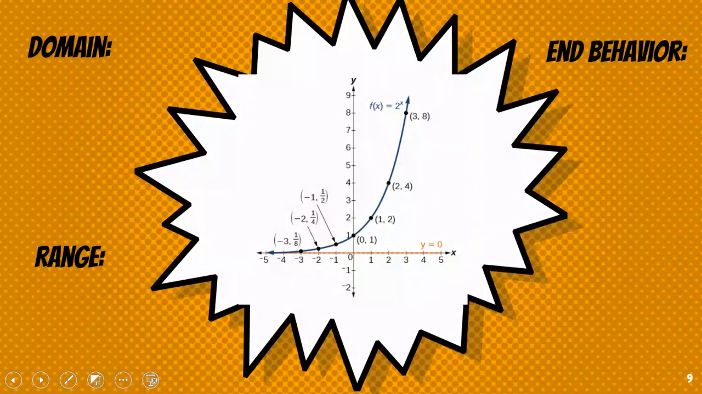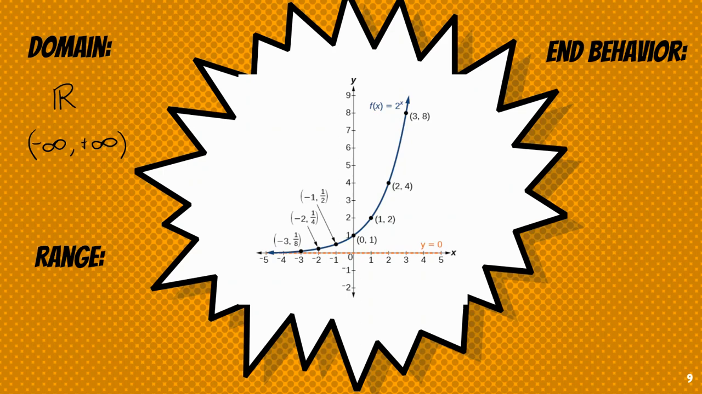Now we can also talk about some different things about the function, such as domain and range, okay? The domain of an exponential function is always all real numbers. We could also say that it's from negative infinity to positive infinity. I am okay with either one of those, all real numbers, or saying the interval from negative infinity to positive infinity, okay? The range, not so much.